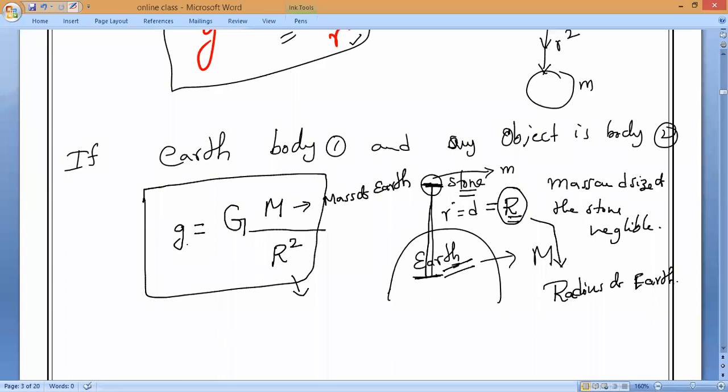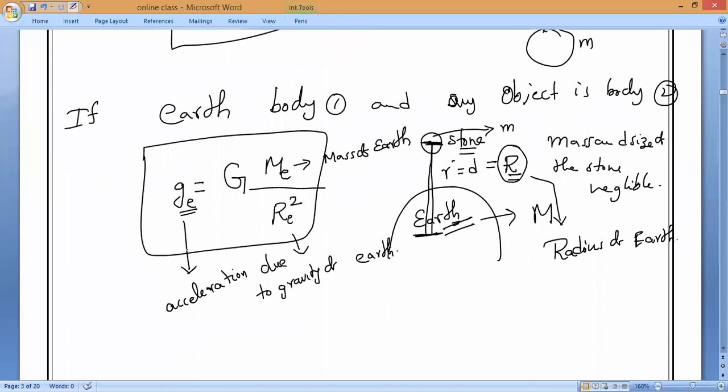So I can say here g_E. What do you mean by g_E? Acceleration due to gravity of Earth. Acceleration due to gravity of Earth is equal to capital G into capital M, the mass of Earth, divided by the radius of Earth square. This is what is called the gravitational force of Earth. Is it okay?